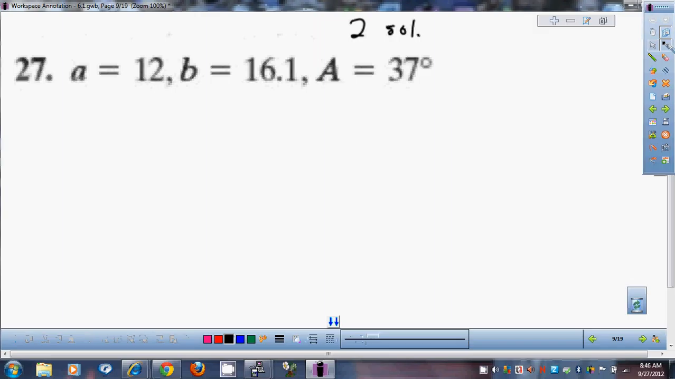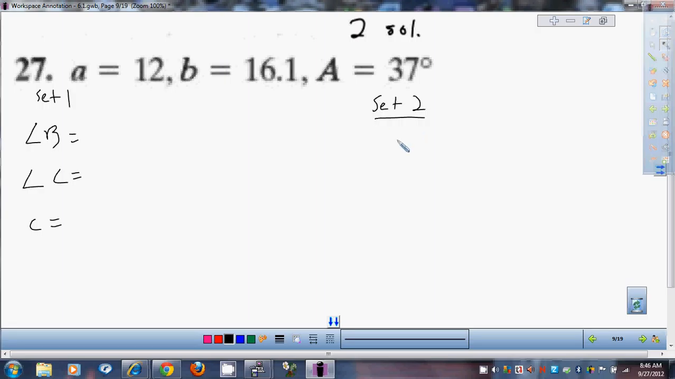Now we already know it has two solutions. So all we need to find is angle B, angle C, and side C. But we have to find them twice for both possible triangles. So I'm going to call this set 1, and I'm going to call this set 2. Angle B, angle C, and side C. That goes back to the DOM, because one of them will be acute, and one of them will be obtuse for angle B.